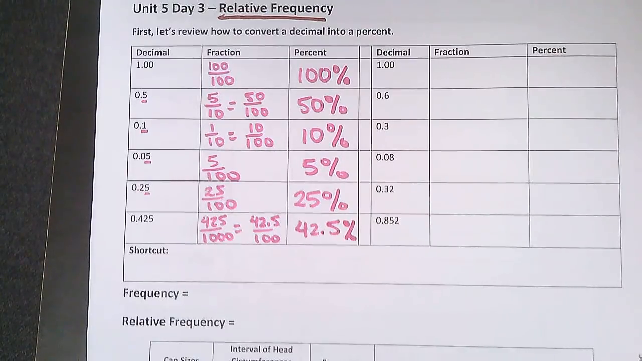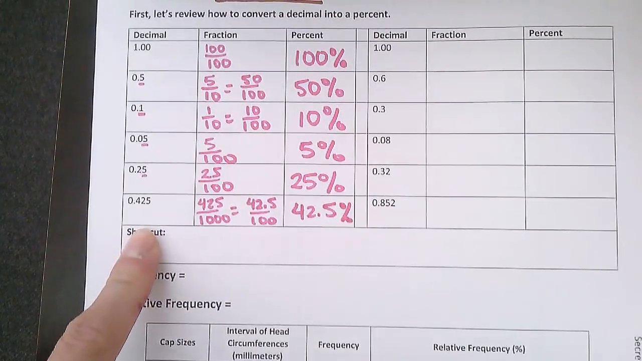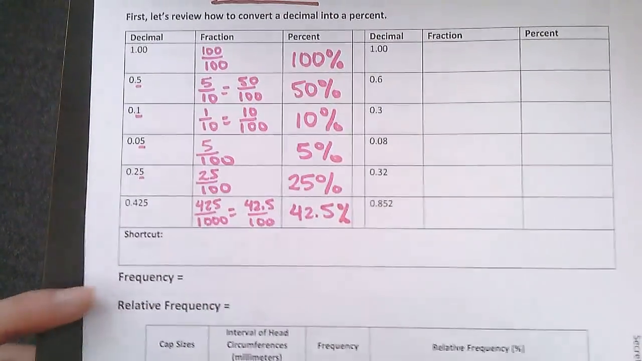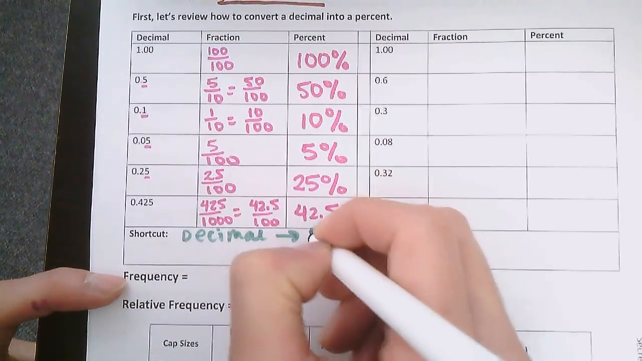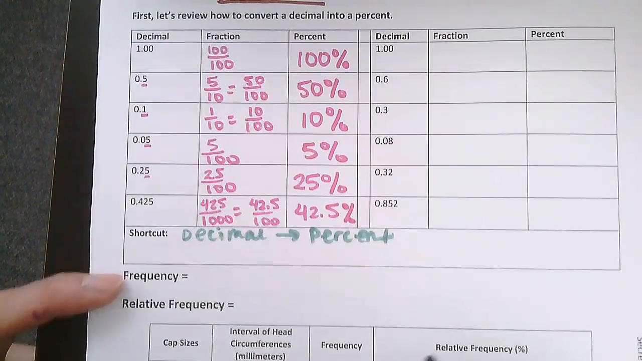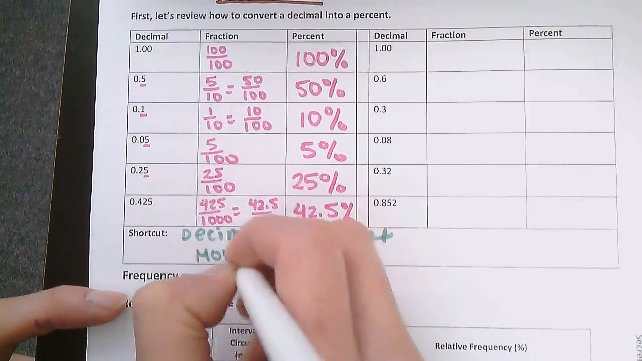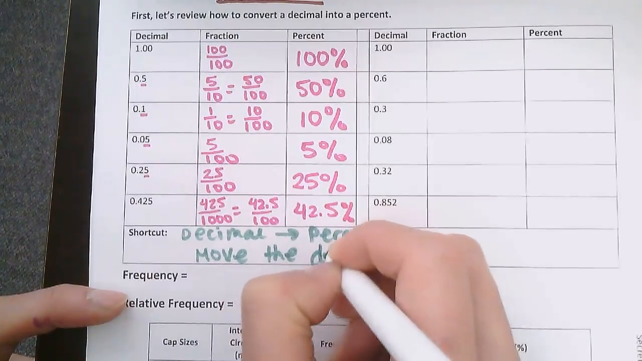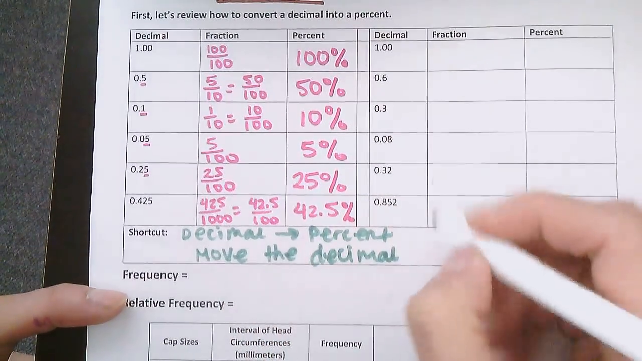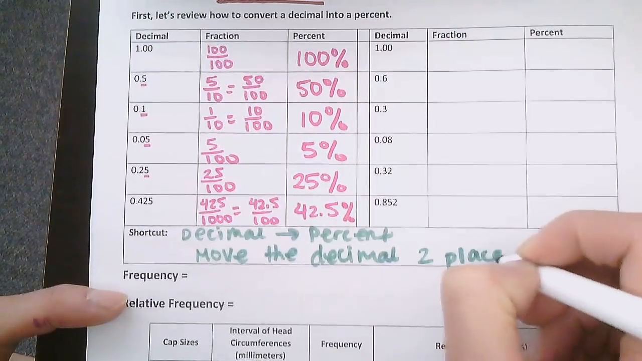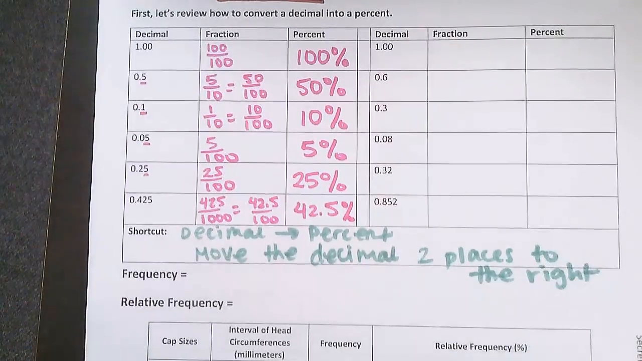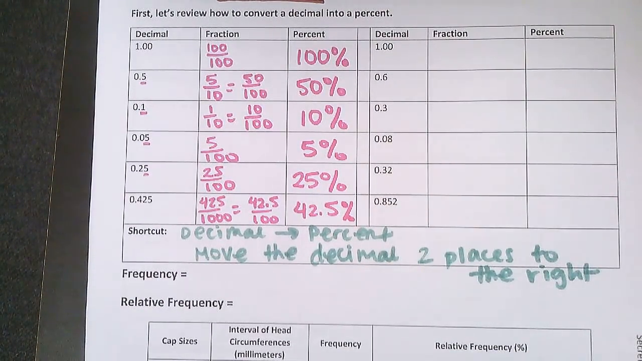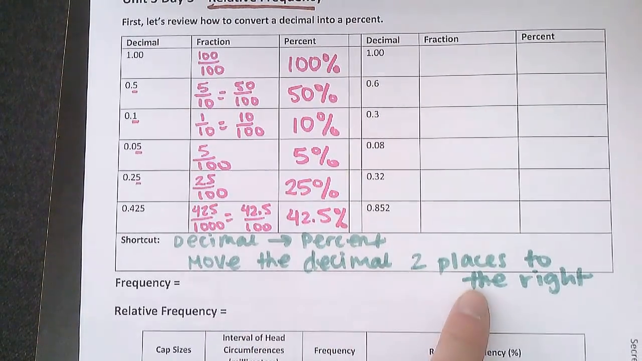That last one's a little trickier, but a way that you can think of it differently, the shortcut whenever you want to convert a decimal into a percent is, if you're going from a decimal to a percent, you move the decimal two places to the right. So anytime you're trying to put a decimal as a percent, you move the decimal two places to the right.